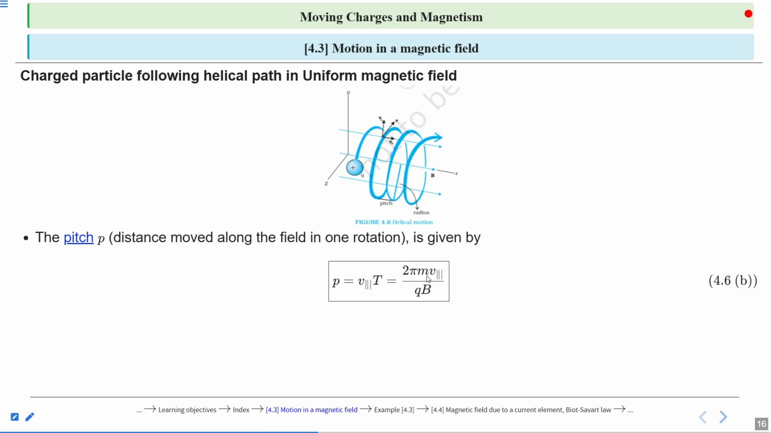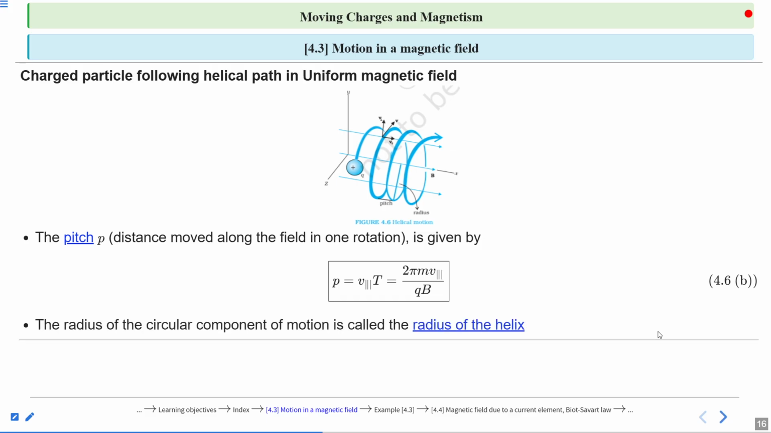So what is T? T is 2 pi m by qB. So p will be equal to v parallel T, equal to 2 pi m v parallel upon qB. Put the value of T, and T is equal to 1 by nu. Okay, so we know the value of nu, we can find the value of T, and we can put it here and find the pitch. So this is 4.6b.